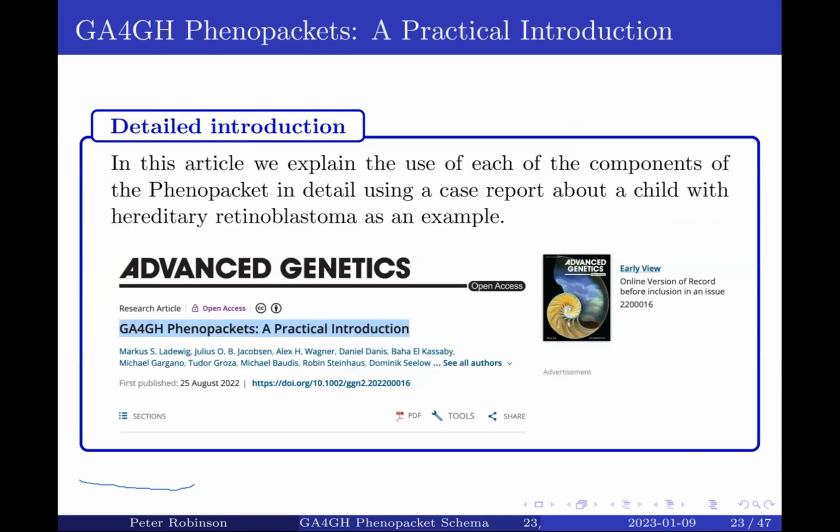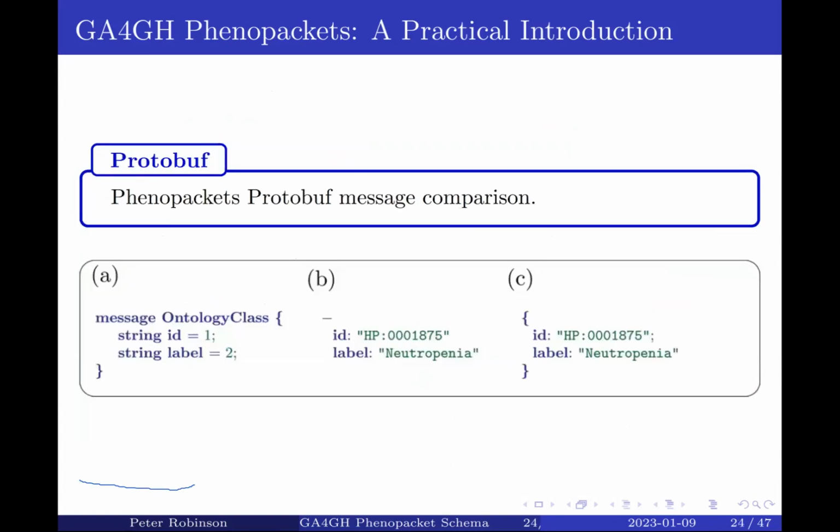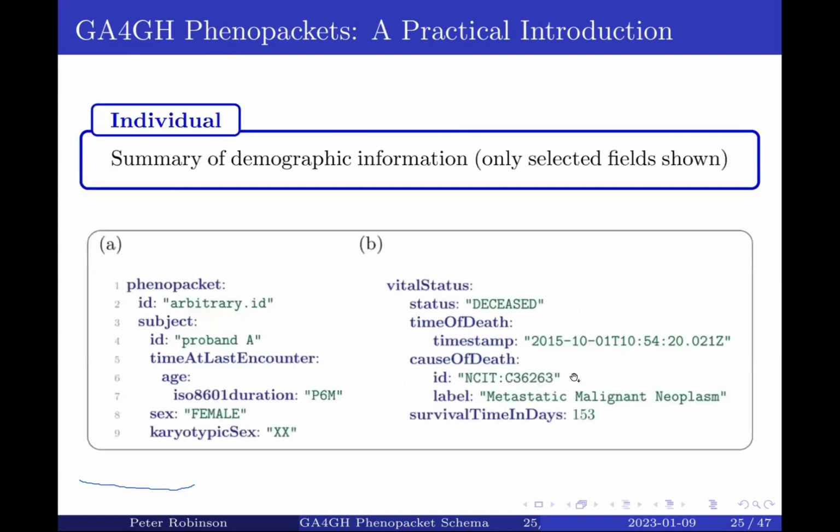So what I'm going to do is present an example case that we published here. This is about retinoblastoma, and this shows off most of the elements. So if you're interested in learning about Phenopackets, this article is probably the best place to go. Each of the elements is defined using protobuf. That's what we see on the left. I'm going to skip the technical details. But essentially, this is a hierarchical representation of an ontology class, in this case, which has an ID and a label. And so this is a YAML representation. This is a JSON representation.